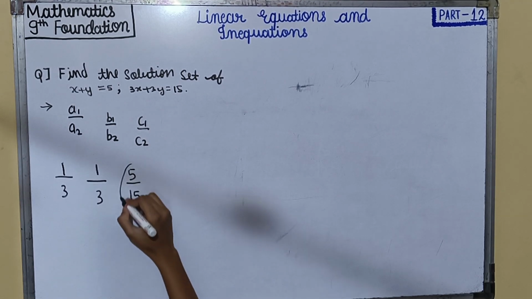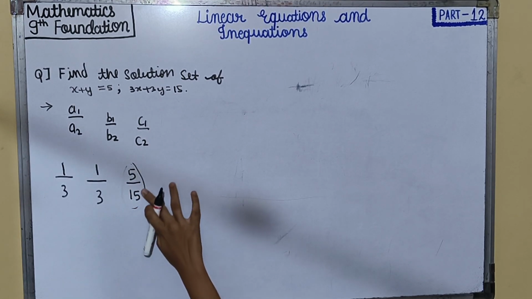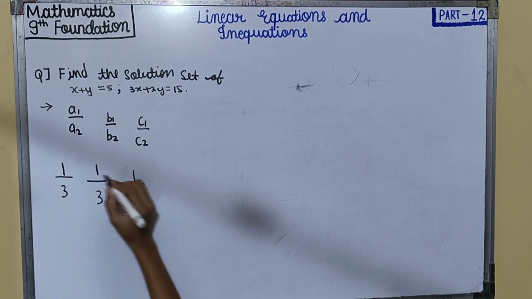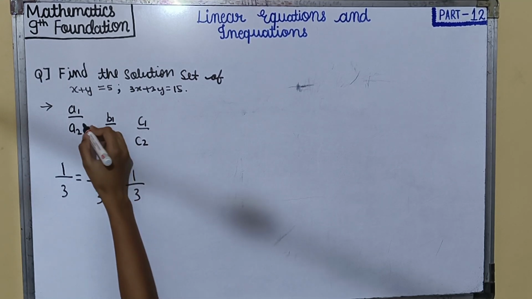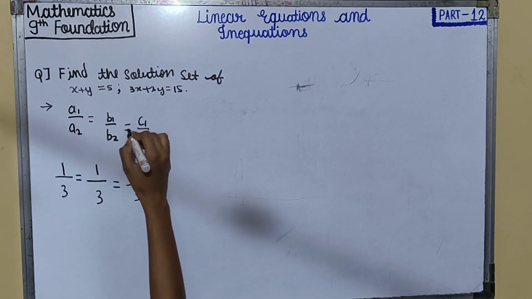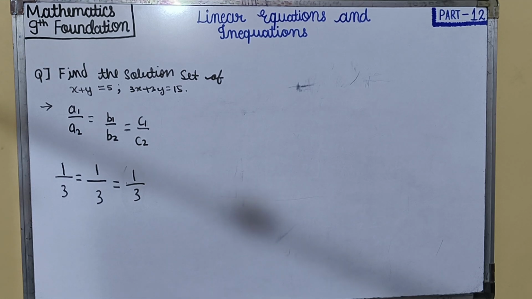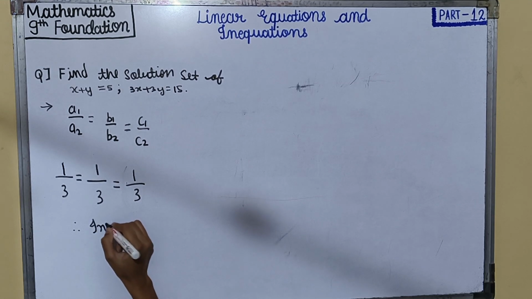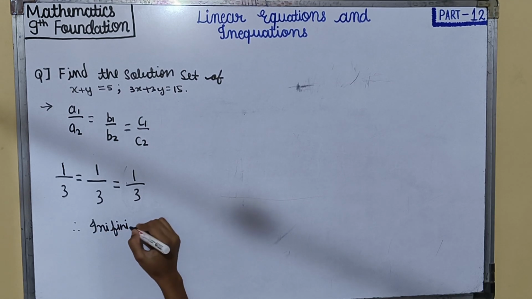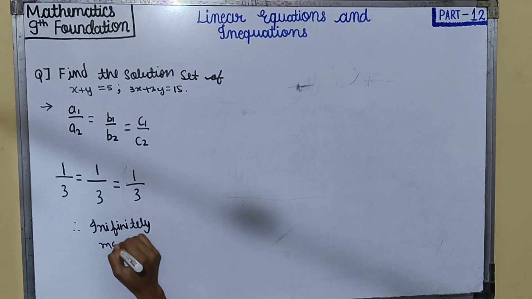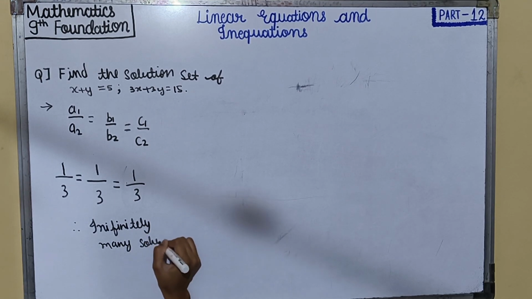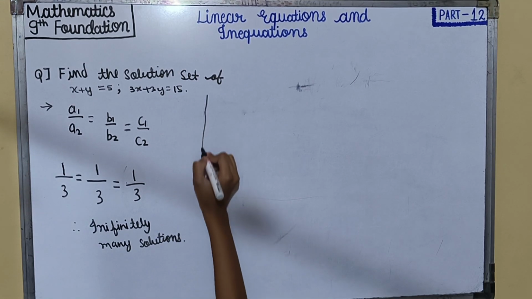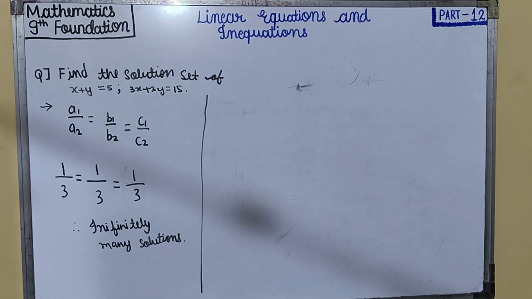Now you can see that this fraction can be simplified. 5 ones are 5, 5 threes are 15, so we will get 1 by 3. This means that all the ratios are equal. When a1 upon a2 is equal to b1 upon b2 is equal to c1 upon c2, it is said to have infinitely many solutions. I hope you've understood this question.